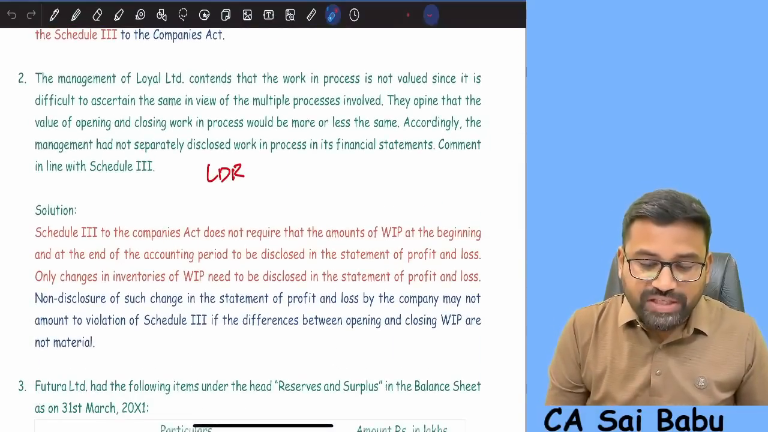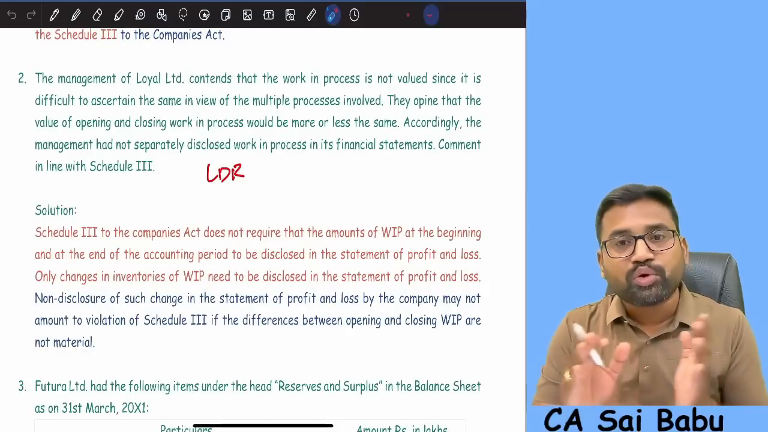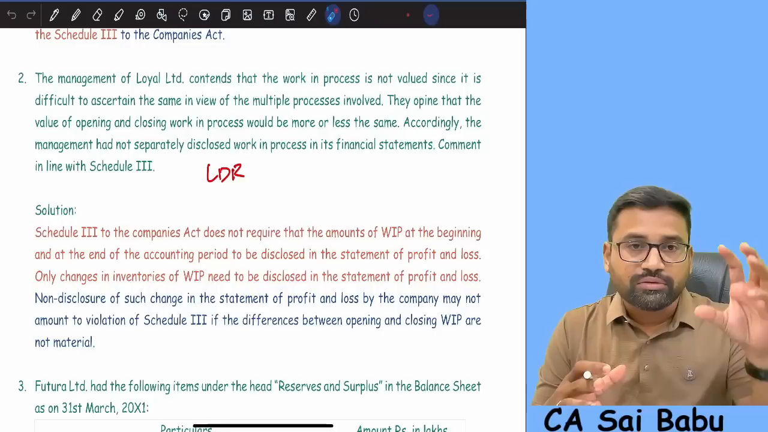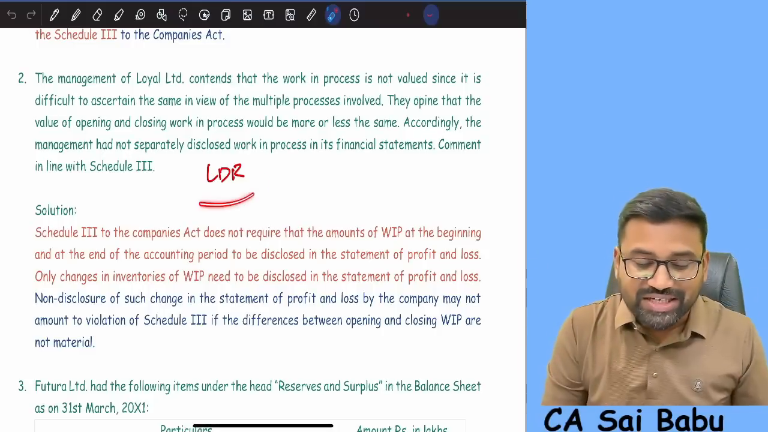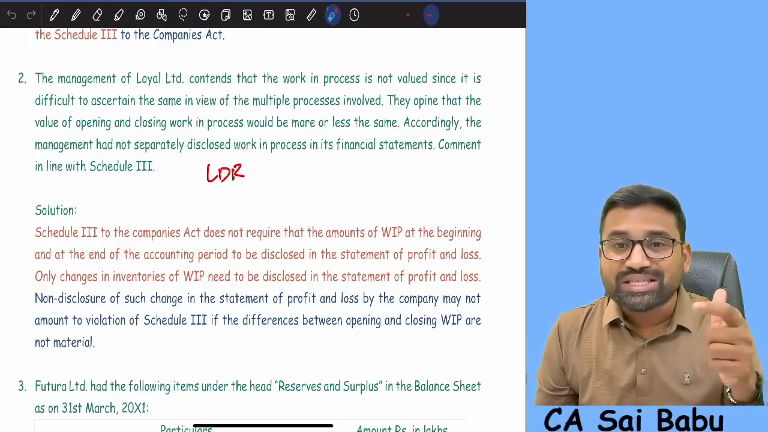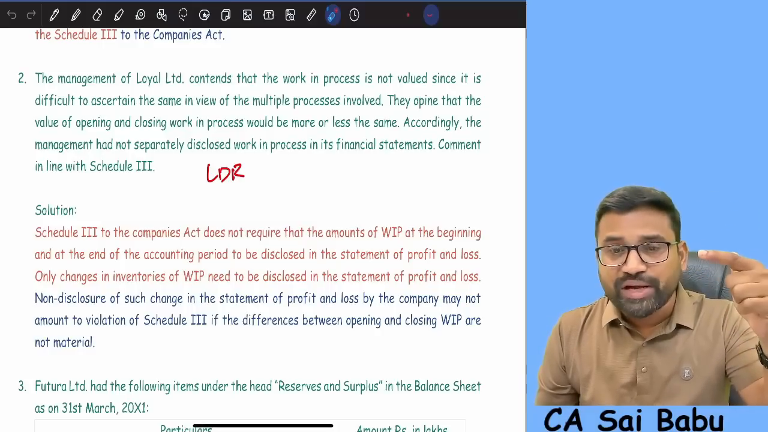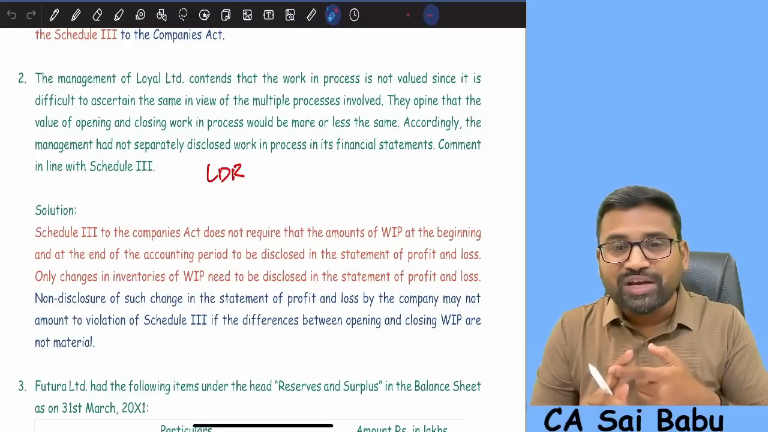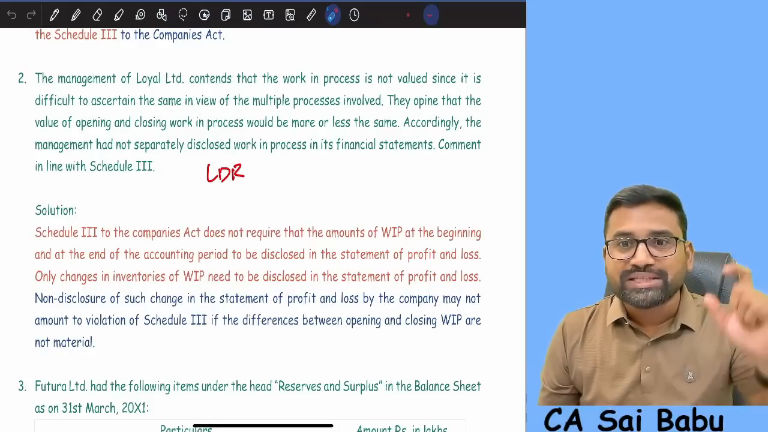And the second one: this company has some work in progress. Opening work in progress, closing work in progress, more or less the same. So they don't want to show work in progress separately. Is it a violation of Schedule 3? No, because as per Schedule 3, will you be required to show work in progress separately? Just now I told you, when you are preparing the P&L account, expenses, cost of materials consumed, purchase of stock in trade, change in inventories of finished goods, work in progress. In respect of work in progress, only the change we will show, right? So no company is required to show opening separately and closing separately.